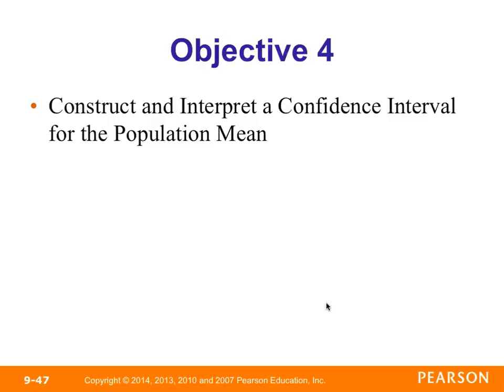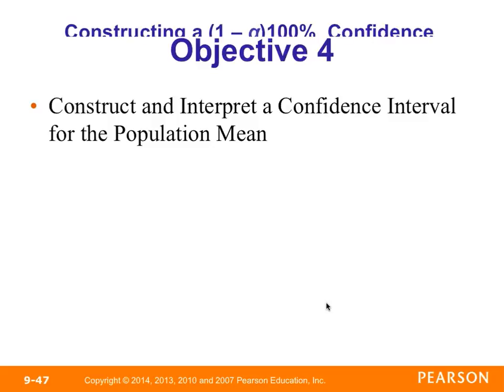Objective 4 is to construct and interpret a confidence interval for your population mean. So a few things have to be true, just like normal. The sample data has to come from a simple random sample or a randomized experiment. Sample size has to be relatively small compared to your population. So again, it has to be less than 5% of your entire population. The data that it comes from has to be normally distributed, or the sample size has to be large. And we talked about this before when we talked about our mean.